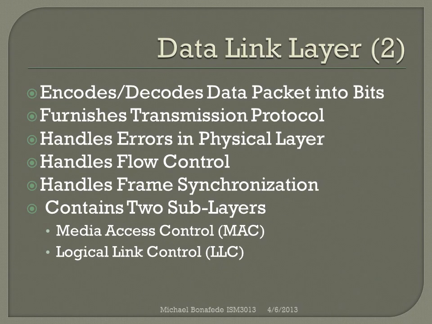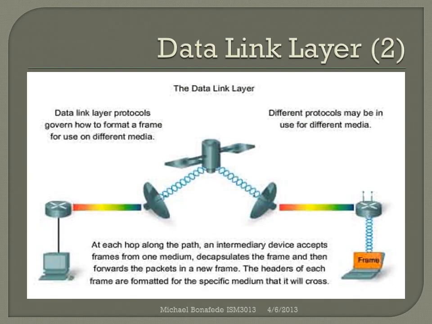The data link layer 2 encodes and decodes data packets into bits. It furnishes transmission protocols, handles errors in the physical layer, as well as flow control and frame synchronization. It contains 2 sublayers, the media access control and the logical link control. Here is a good representation of the data link layer performing its assigned tasks.